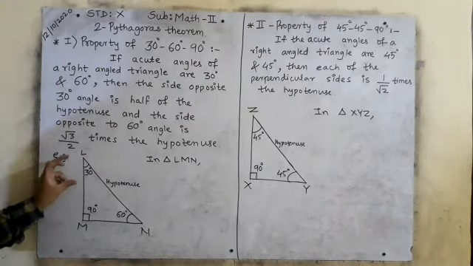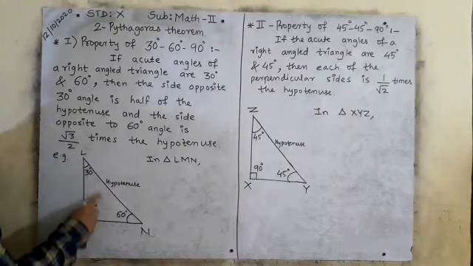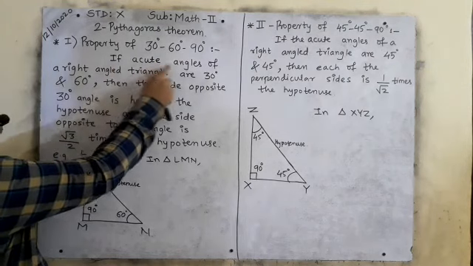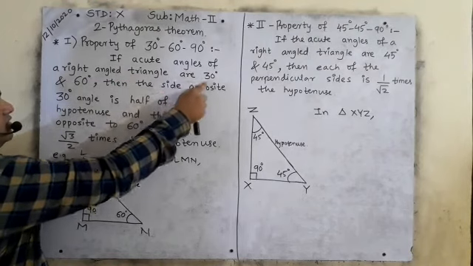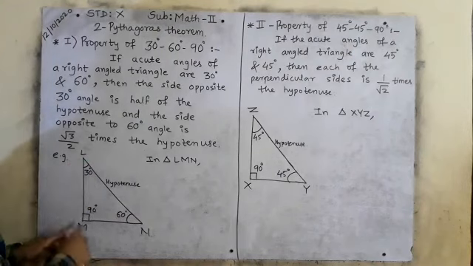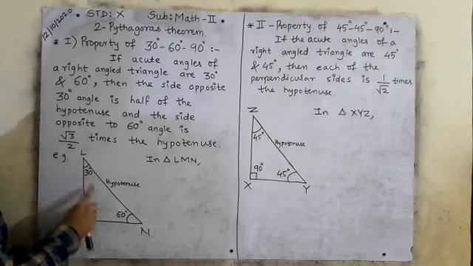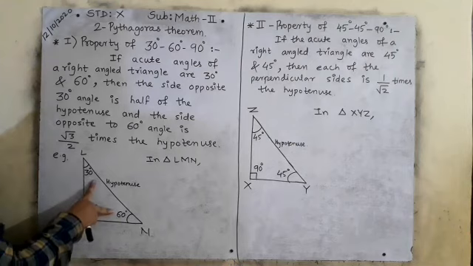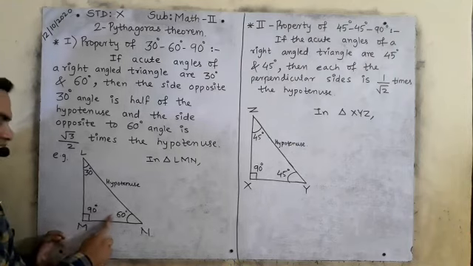Whenever you see a right angle triangle like this, in that if you look at the acute angles, see the definition, you will understand. If acute angles of a right angle triangle are 30 degree and 60 degree, can you see over here? It is a right angle triangle having two acute angles. One is of 30 degree, one is of 60 degree.